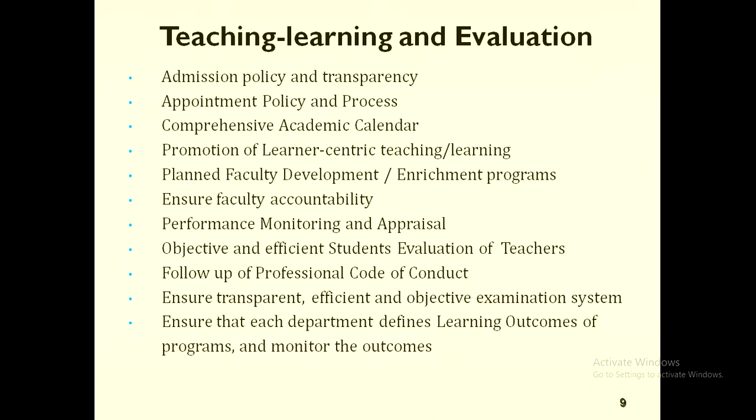And we have to ensure that each department defines the learning outcomes of programs and monitors the outcomes, whatever learning outcomes and program outcomes they have defined, whether they are maintaining them and whether they are evaluating these learning outcomes after the end of each semester or not. So at the end of each semester, each department has to conduct an academic audit, and that academic audit is not only about the department infrastructure, it will comprise students' academic involvement, results analysis, attendance, everything.